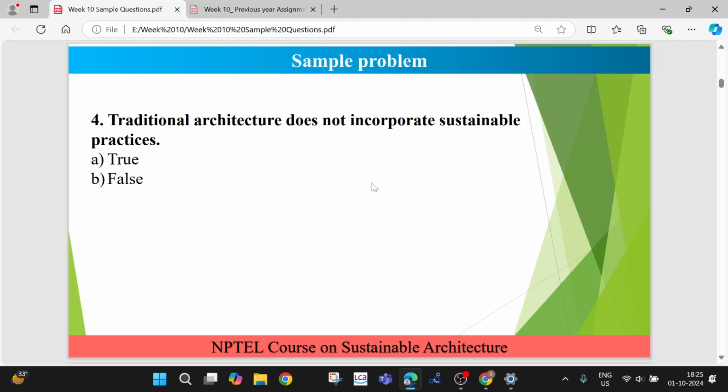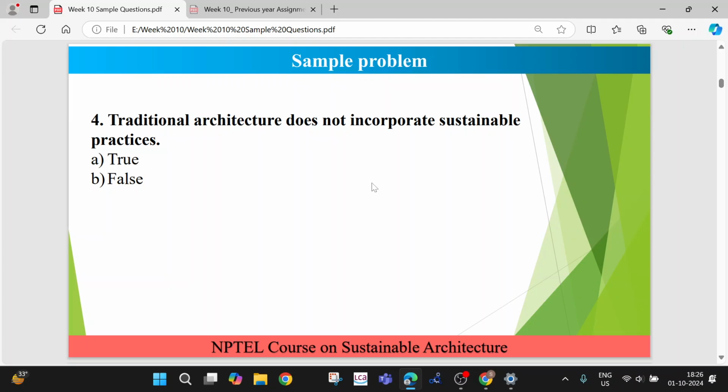These traditional houses or traditional architectures often integrate sustainable practices by utilizing the local resources and responding to the local environment, you can say, and social needs as well. So this can be called a kind of sustainable practice. So saying that traditional architecture does not incorporate sustainable practices is absolutely false. So can we move to the next question, question number 5?